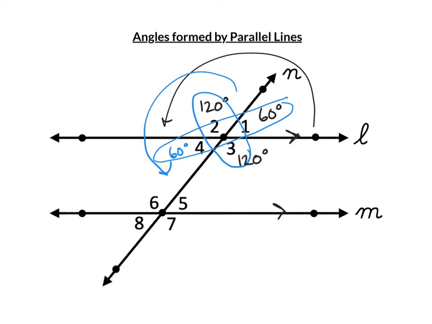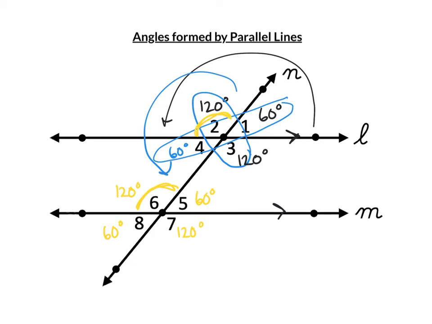Back to our theorems, we know that corresponding angles are congruent. Corresponding angles are like angle 2 and angle 6. So those two are congruent. That means angle 6 is 120 degrees. Angle 6 and angle 5 are a linear pair, so angle 5 would have to be 60 degrees because those two make a straight line. And 6 and 7 are vertical angles, so 7 is 120 degrees. 5 and 8 are vertical angles, so 8 would be 60 degrees also.